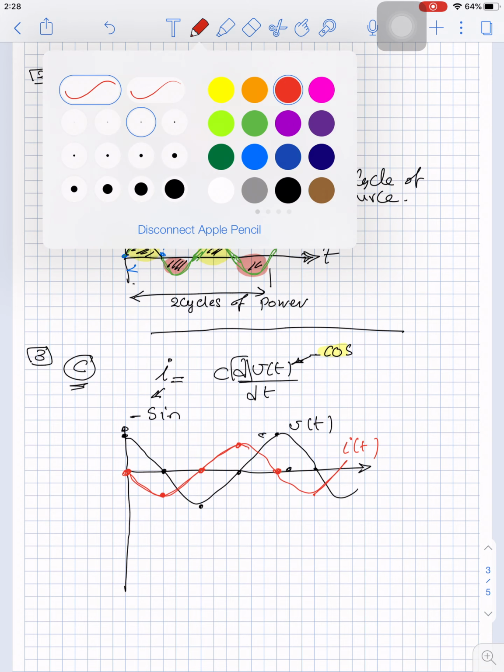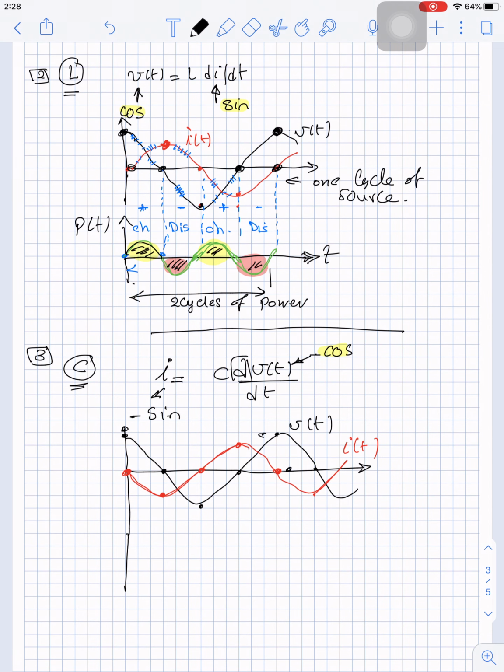Now if we multiply V by I to get the power as a function of time, here we have positive negative, so it's negative. Here we have negative negative, which is positive. Negative negative means the current is negative and the voltage is negative, so when you multiply them you will get a positive value. Here we have negative positive, so negative. Here we have positive positive, so it's positive, and then negative. And as you can see, it's a repeated version of the inductance.